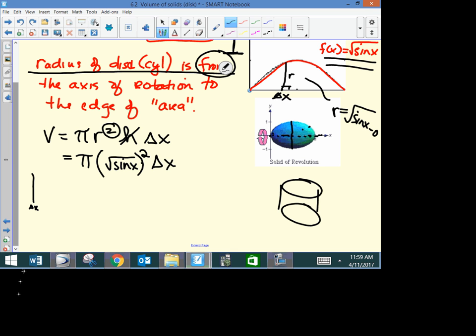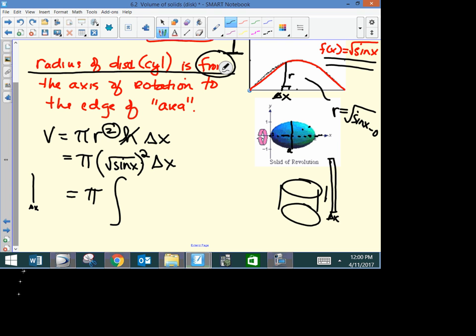Terrible drawing, but your height is how wide this thing is, because they're sitting like this. So your change in x is your height. It may be how you find the radius, the area, because it was your length before, but it's not the area. Okay. So what's my integration?